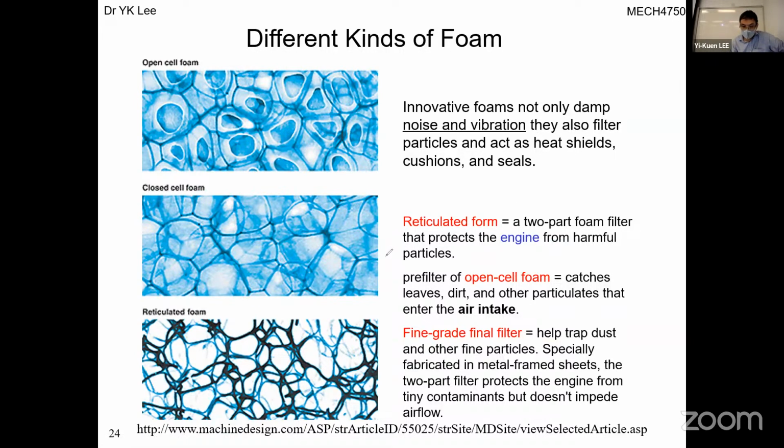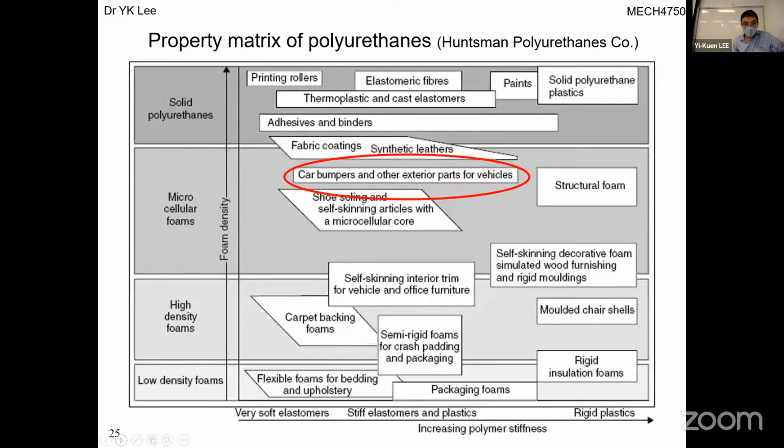So here you see if you have some special foam with this special structure, you see two-part foam feeder, then it can be used for engines, right? And open cell foam, this kind of polymer we use for air intake and fine grain filter, and it can be used for other applications, for filtration. So I think this is quite important, useful information. If you have no experience, at least I provide you this kind of reference.